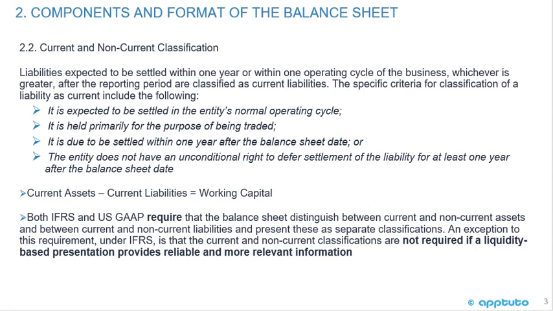And both IFRS and US GAAP require that the balance sheet distinguish between current and non-current assets and between current and non-current liabilities and present these as separate classifications. An exception to this requirement under IFRS is that current and non-current classifications are not required if a liquidity-based presentation provides reliable and more relevant information. So we saw in a previous LOS that a liquidity-based presentation is an alternative presentation of the balance sheet. And that's the last slide for this LOS.